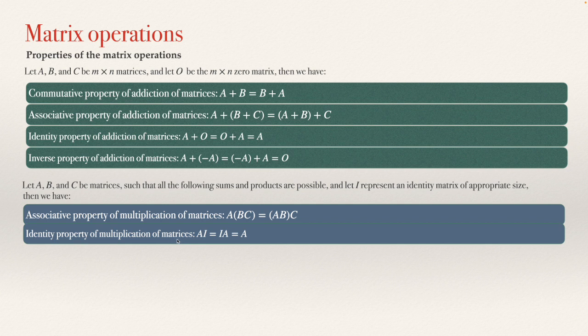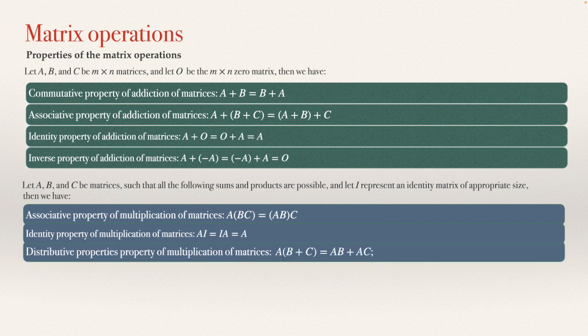Another property that holds is the identity property. So if you multiply a matrix A by the identity, with the identity of a size for which this multiplication is possible, then the answer will be A. And if you multiply the identity by A, with the identity of a size for which this multiplication is possible, the answer will be A. So there is no change in multiplying by the identity if the multiplication is possible.